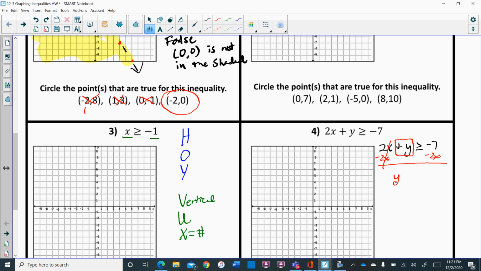So we have y is greater than or equal to. Then you rewrite this left side. You don't start with the 7. You go from bottom to the top. Bottom is this 2x, and then -7. And now it's in slope-intercept form. We don't have to do any dividing here because the y is already isolated.